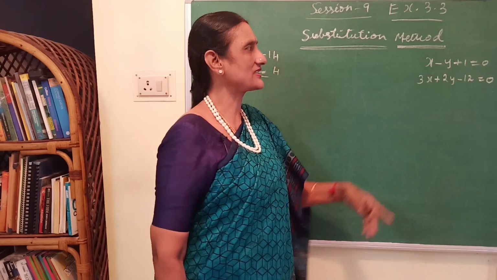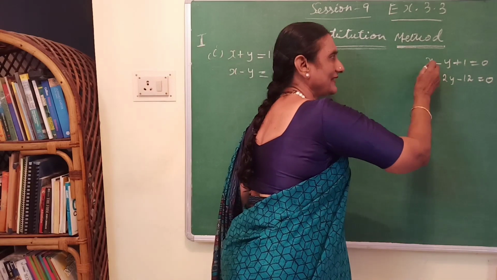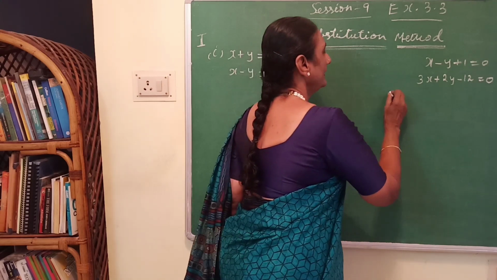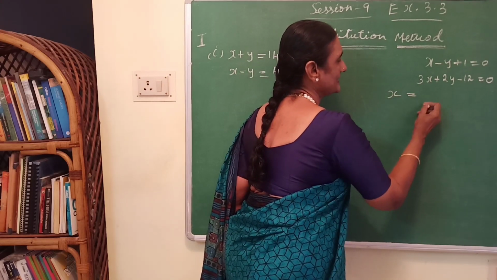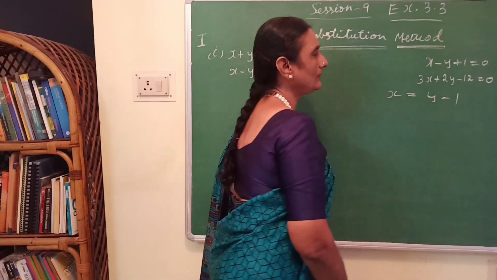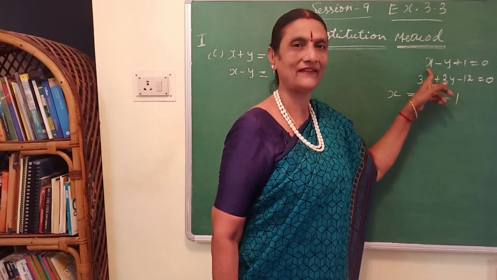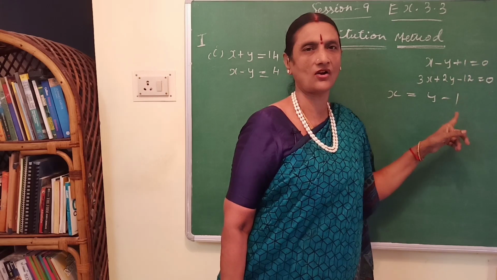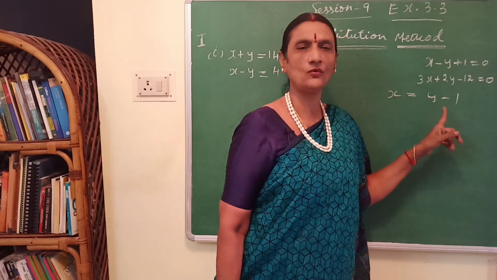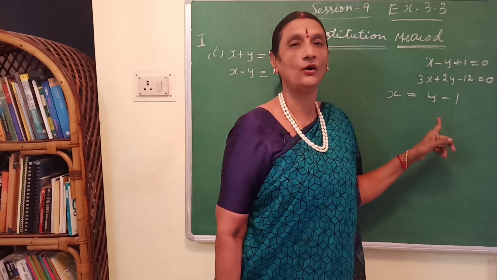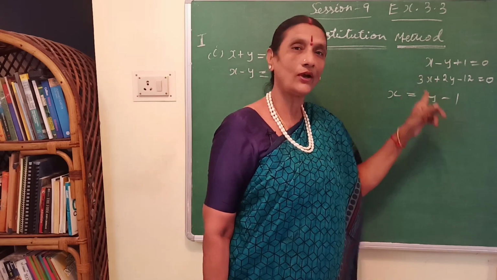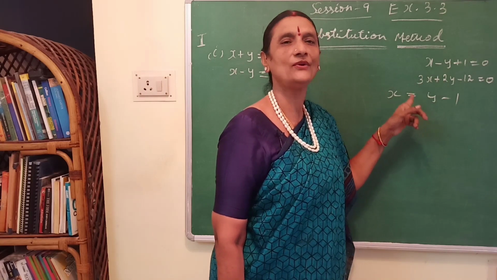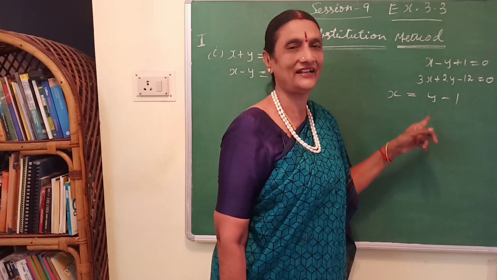Now, from this first equation, I can get either the value of x or the value of y. I am going to take the x value as y minus 1. How? x equal to, x alone I am keeping in the LHS, and in the RHS I am transposing the y term and also the constant term. So we have got x equal to y minus 1. Is that clear to you? Now this value is going to be substituted in the second equation.